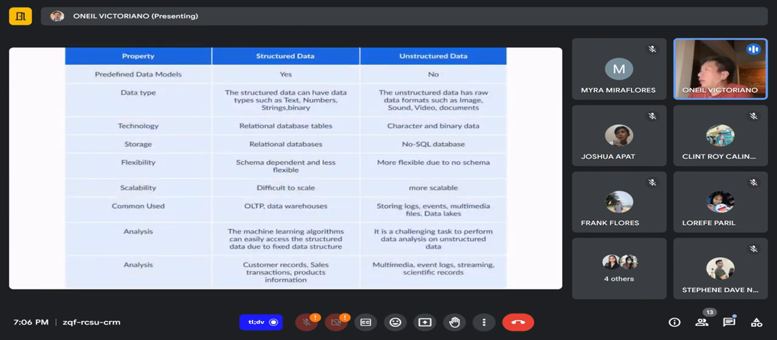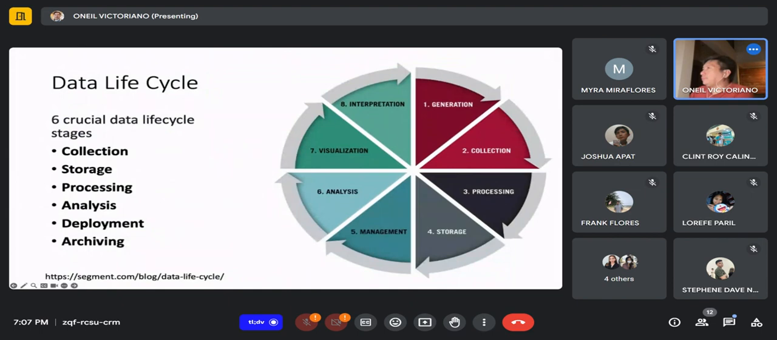So these are also examples of how we handle properties over different structured and unstructured data. So looking into scalability, looking into flexibility, looking into storage. So we call them non-SQL databases for unstructured data. And we have technology and analysis.